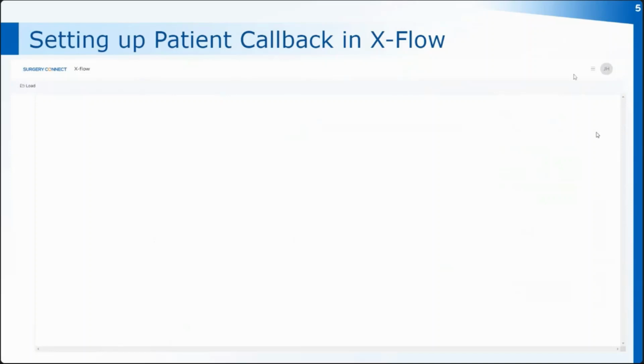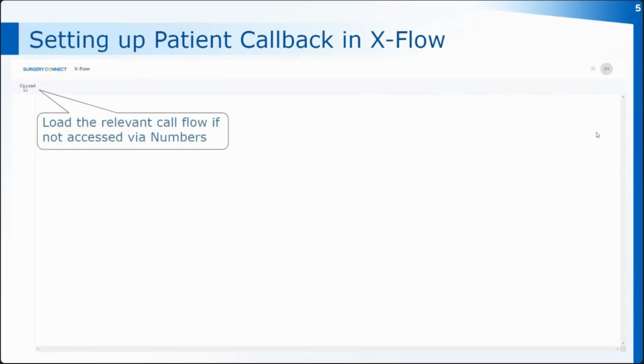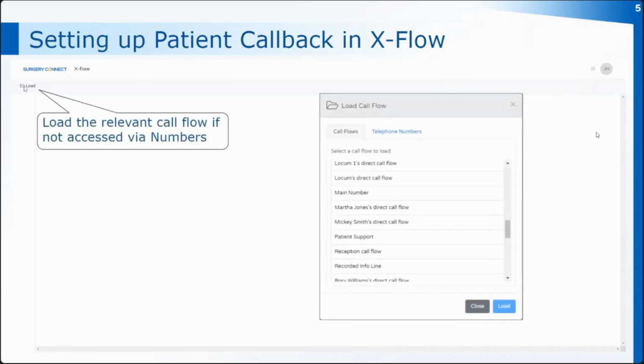Once accessed in Xflow, if you haven't used the service delivery console numbers section, you will then need to load the relevant call flow. So click on the load icon in the top left-hand corner, and then select the call flow from the list of flows on the system. Normally, it will be your main number call flow that you'll need to select, and that will then open up a graphical representation of your call flow on the screen.